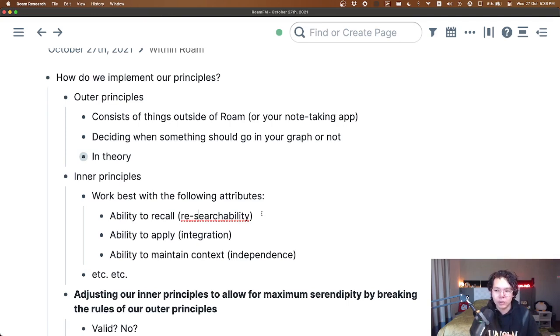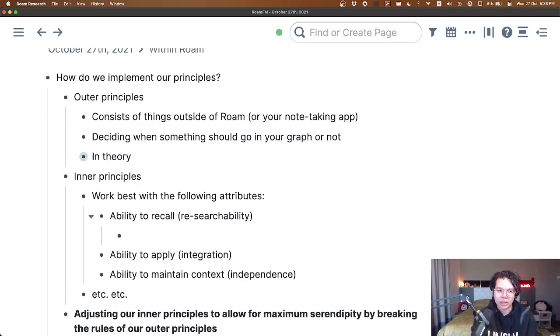So when you have these principles and you're thinking, okay, my semantics are the following, I use these analogies, I use these perspectives. Then I bring something into my graph and I'm like, okay, how do I write it in a way where I will recall it at a later date so that it will serve me at that time? You have to make sure that things are researchable.